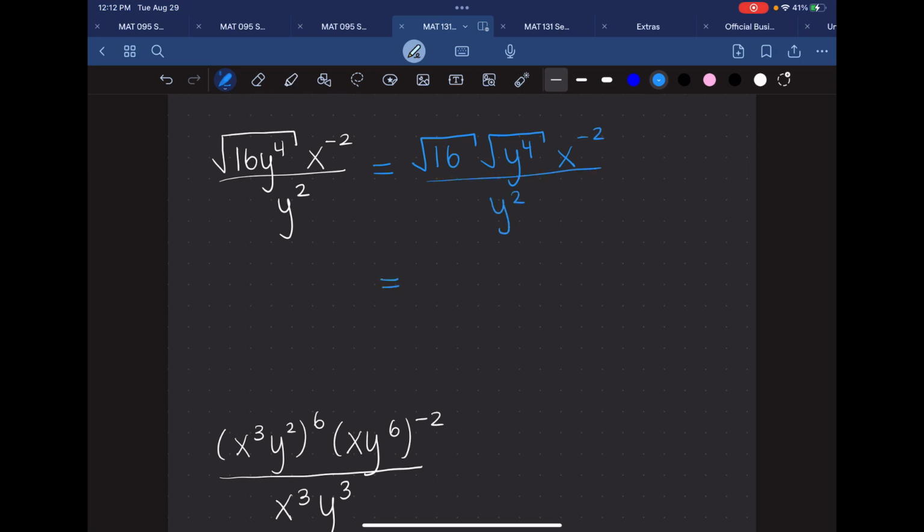Well, the square root of 16 is just 4. And then the square root of y to the 4th, keep in mind that the square root is just notation for having an exponent of 1/2. So if I take 1/2 of 4, I end up getting 2. So the square root of y to the 4th is y squared. And then I have this x to the negative 2 over y squared. Our y squareds end up canceling out, and we get 4x to the negative 2, which I can pop into the denominator, and so I get 4 over x squared.